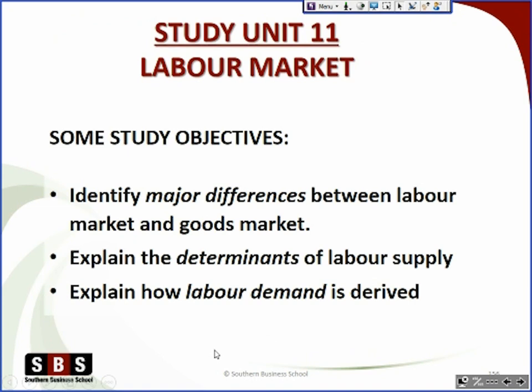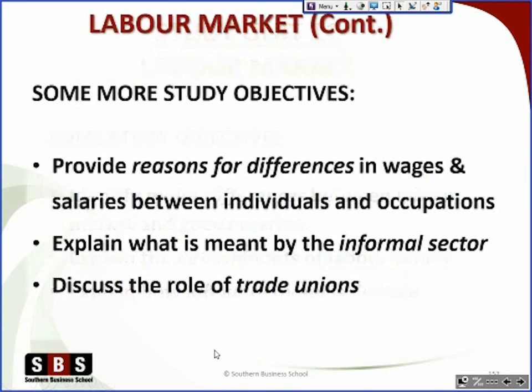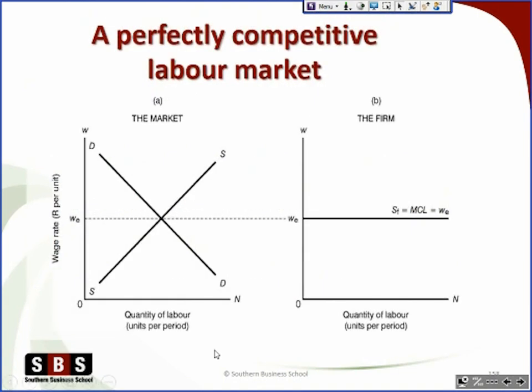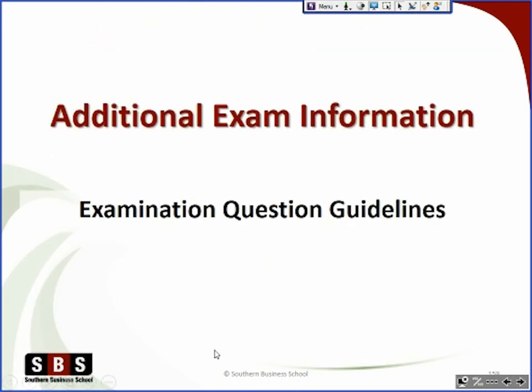In the labour market, there's not much asked about the labour market. There's only 1 or 2 short questions in this exam about the labour market. One thing that you've got to know, and I'll get to it now, study unit 11, I'll tell you which pages in the prescribed textbook the short question will come from. So you don't have to know all of that.